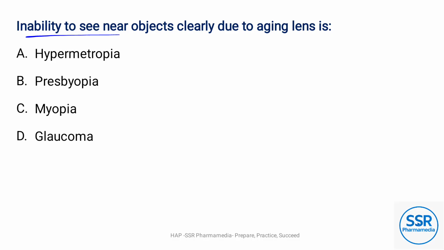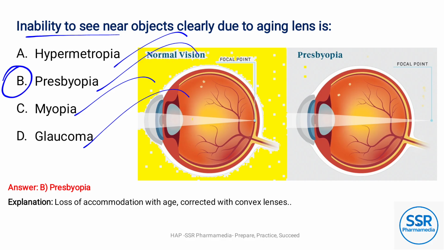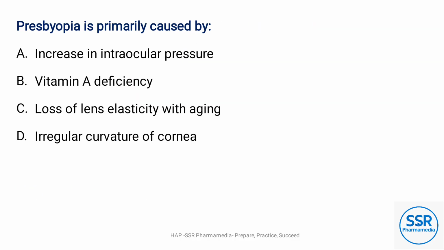Inability to see near objects clearly due to aging lens is option A hypermetropia, option B presbyopia, option C myopia, option D glaucoma. So the answer is option B presbyopia. So loss of accommodation with age corrected with convex lenses. So it's a normal vision and presbyopia, this is a presbyopia focal point.